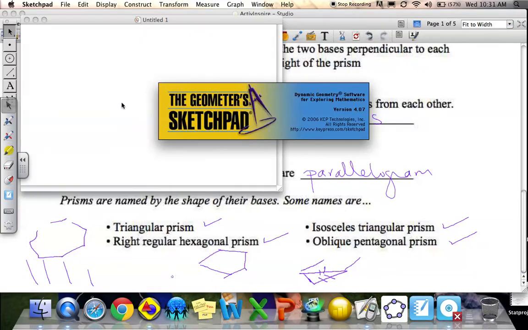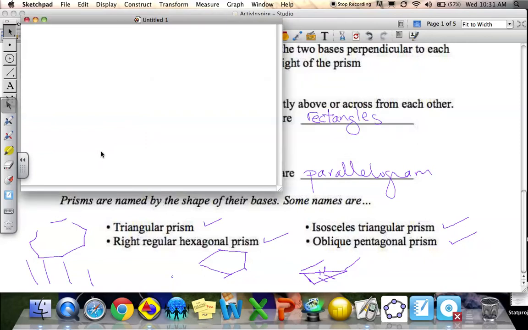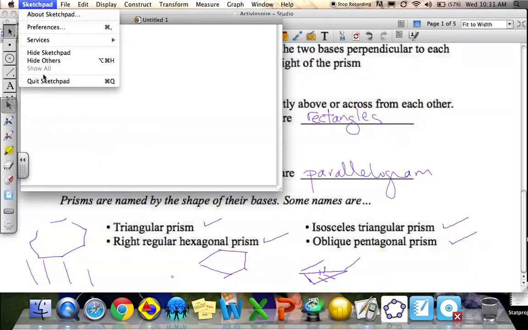I can't get that to work, and now all kinds of things are happening. So let me get out of this. So let's turn to the next page.